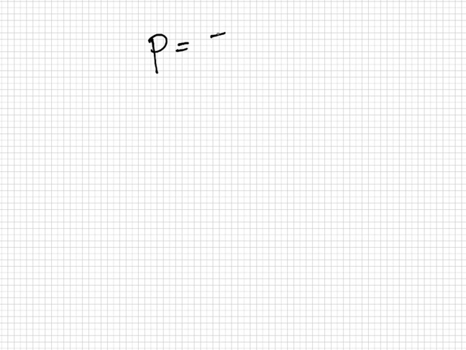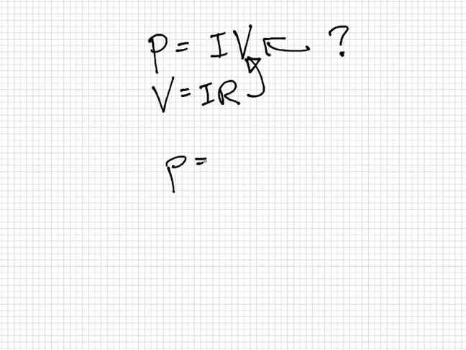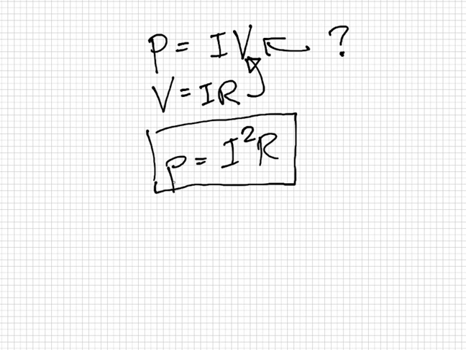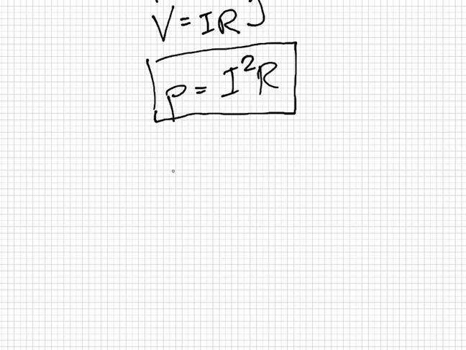P equals IV. But, hey, come on, listen. The V, I sometimes don't know it. So IR. So we know the R sometimes. So using Ohm's law, V equals IR, I can put that in. And I get P equals I squared R. So this is another formula for power. It's just substitution.